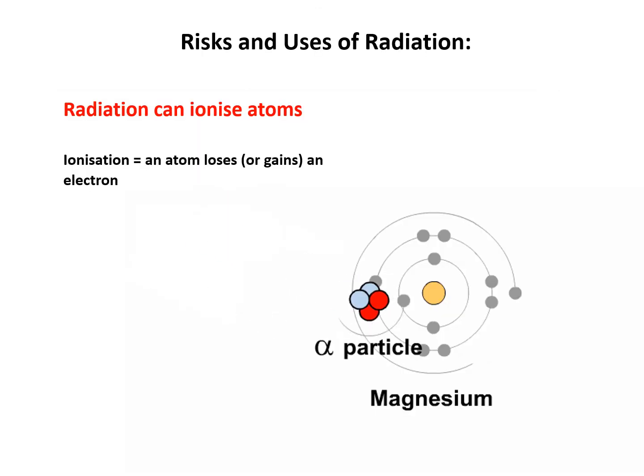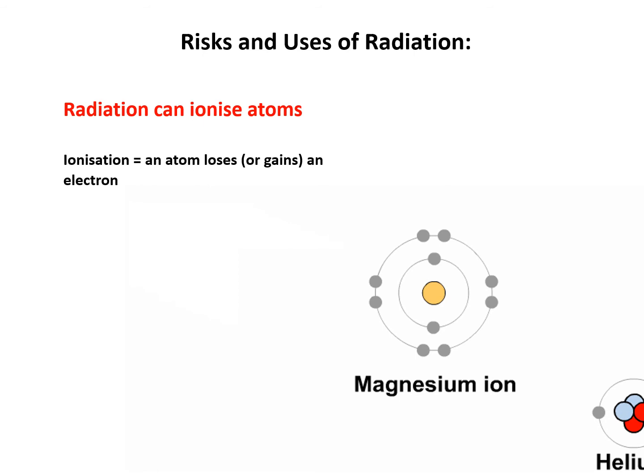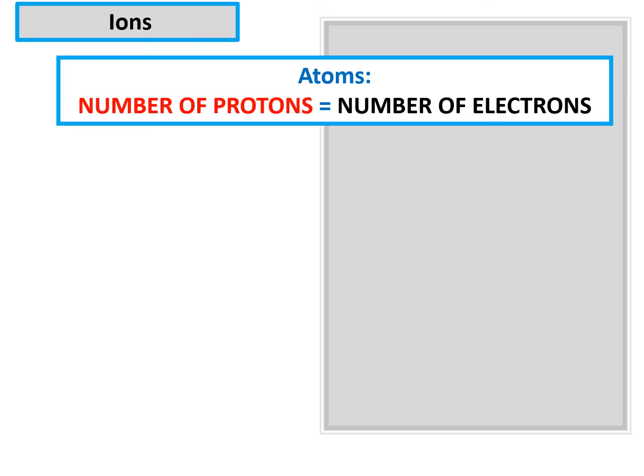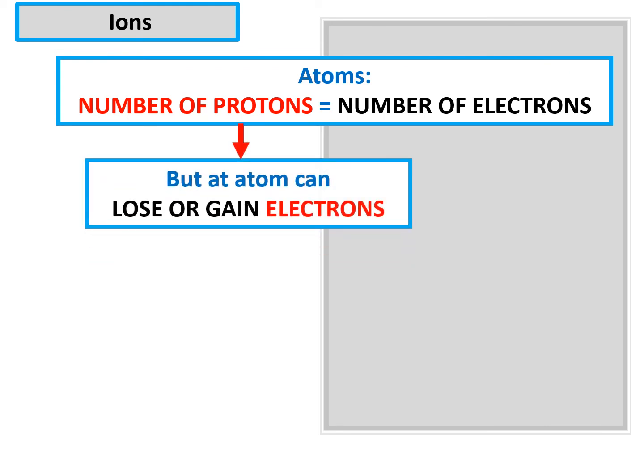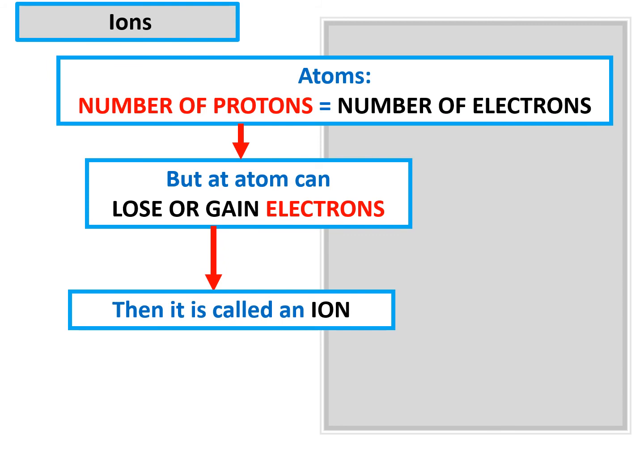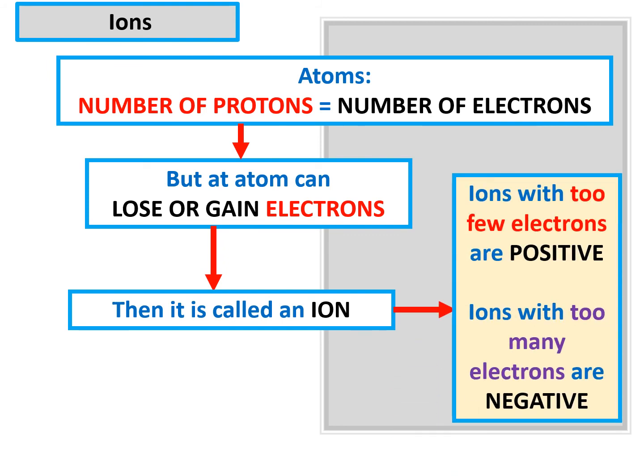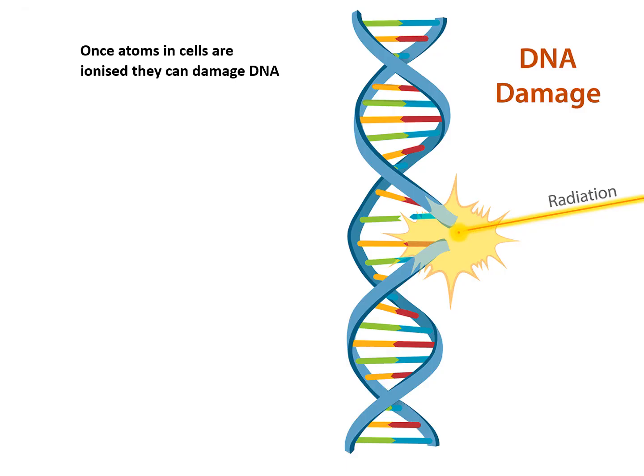So, the risks and uses of radiation. Radiation can ionise atoms. In an atom, the number of protons equals the number of electrons, but if an atom can lose or gain an electron, then we call it an ion. Ions with too few electrons are positive, and ions with too many electrons are negative.